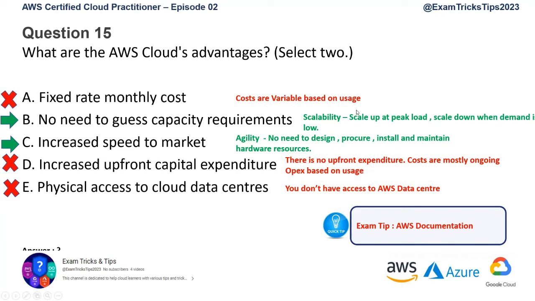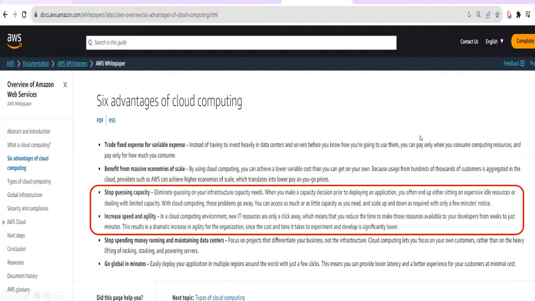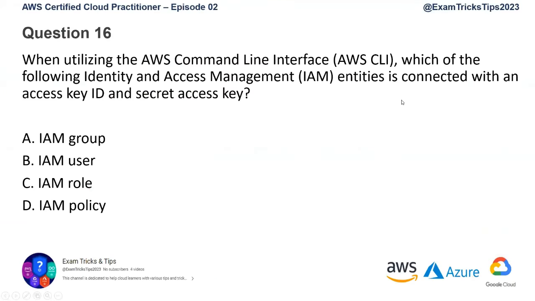So that's the answer. Question 15 is option B and C, and you can refer to AWS documentation for this. In fact, there is a link which talks about, in a white paper on AWS Docs, the advantages of cloud computing, and I've highlighted the two that we have just seen in that question. So yeah, that's question 15. Let's move on to the next question. Question 16. This is related to IAM, identity and access management entities. Let's highlight the keywords.